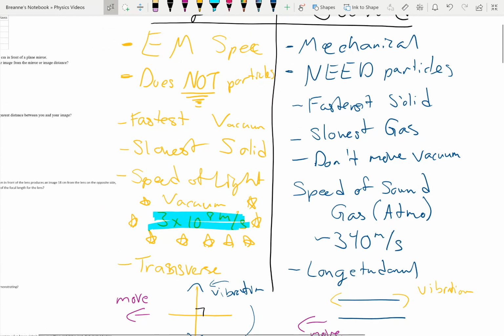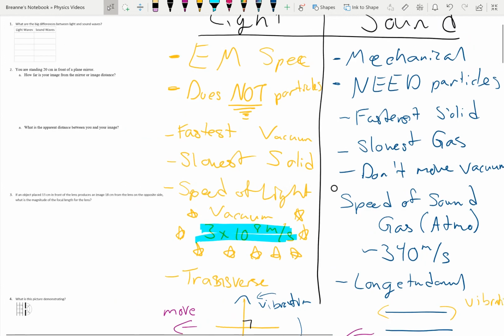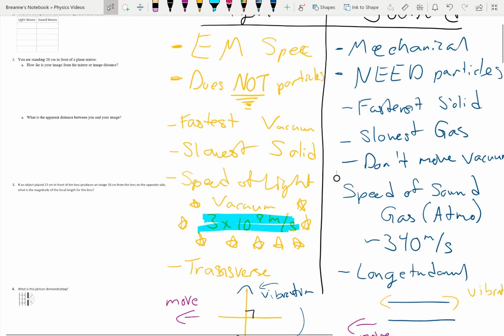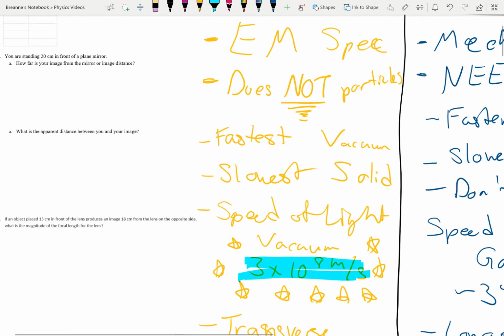Those are the big differences between light and sound. So number 2. Let's zoom in here.